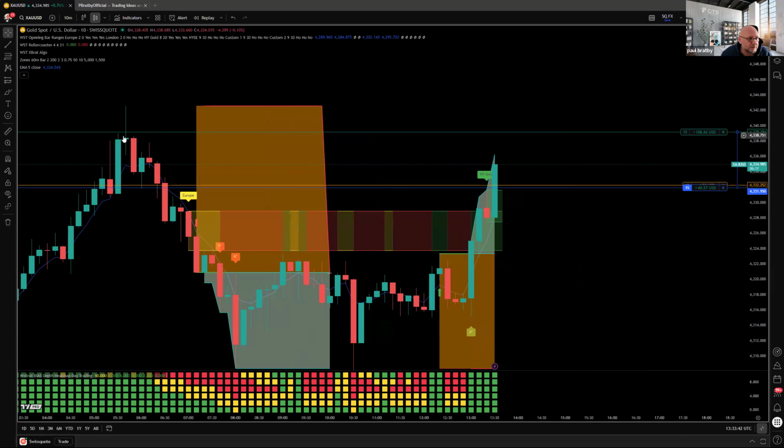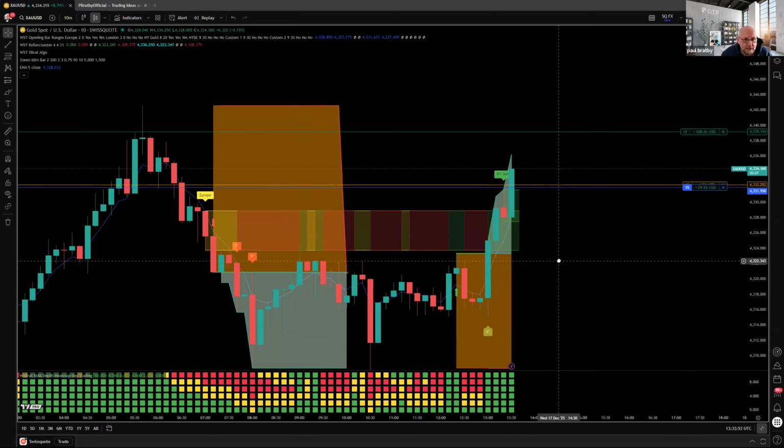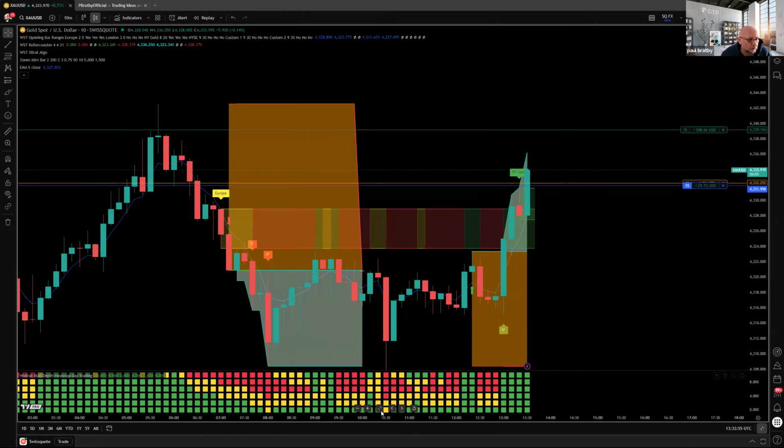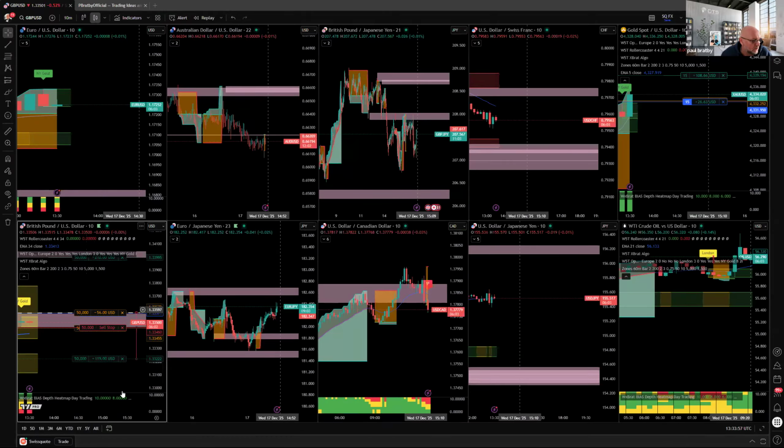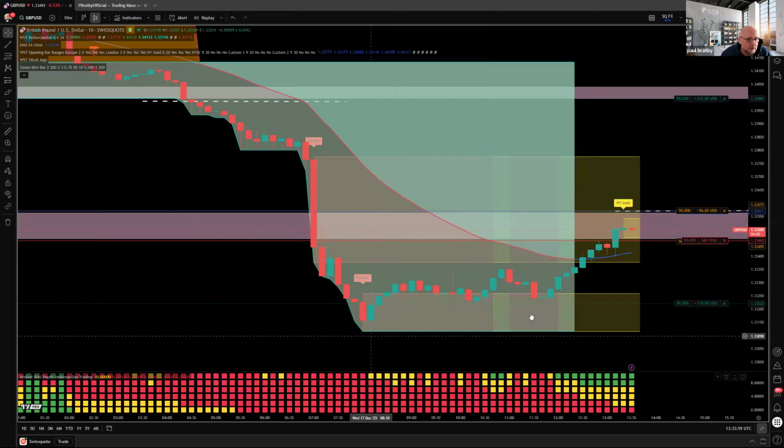So I've got this profit here. It's almost like a mini head and shoulders with this big wick spinning top here. So that's where my take profit is here on gold. Let's see what GBP US dollar is doing.